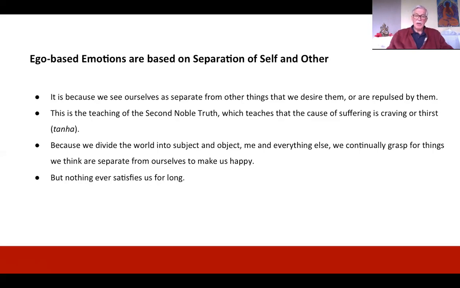Because we divide the world into subject and object, me and everything else, we continually grasp for things we think are separate from ourselves to make us happy. Let's say I really need money, and somebody sends you a $1,000 check, and you have a feeling of happiness. Guess what? The need that you had for money was something that you own by yourself. The check that showed up was something you decided was your check. The happiness that you felt is your happiness. That all happened within you, within your experience. You made up the whole story.